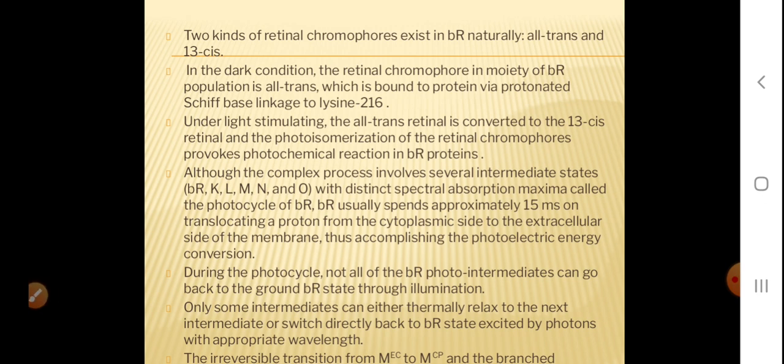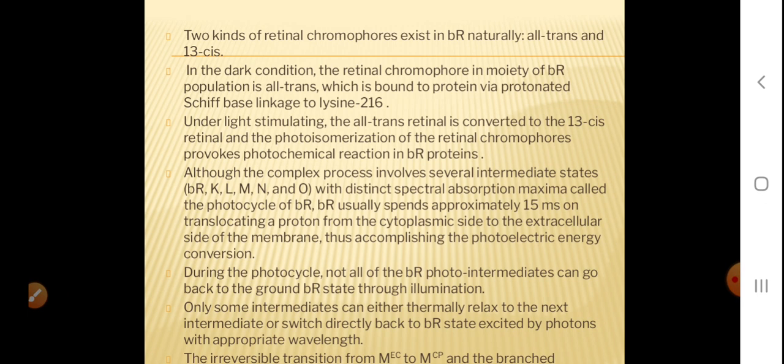So the two kinds of retinal chromophores exist in the Bacteriorhodopsin. The retinal chromophore, as we have talked about, absorbs light of a certain wavelength. They exist in all-trans and 13-cis conformations. The structure we saw right now is the one that exists in the dark condition, the normal condition. In the dark, the retinal chromophore moiety of Bacteriorhodopsin is all-trans, bound to the protein via the Schiff base, right? This is what we discussed just now.